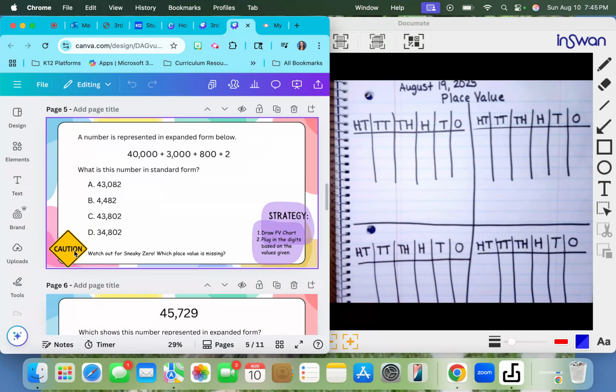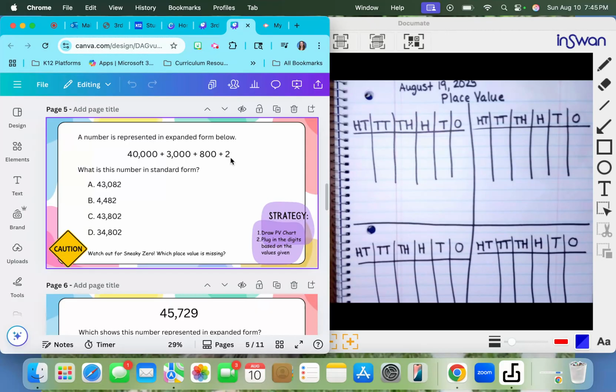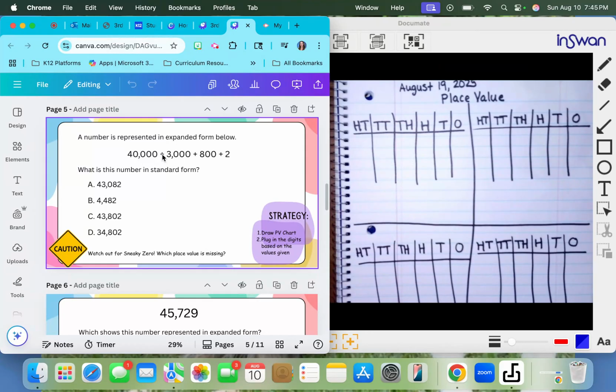Notice our caution sign. We have a sneaky 0 again today. Can you tell which place is missing from our values? Take a close look. Maybe use your place value chart. You think you have an idea of which place is missing, where we're going to put the sneaky 0? Well, let's use our place value chart, plug in our digits based on the values that we are given here, and see what number we make and where that sneaky 0 ends up.